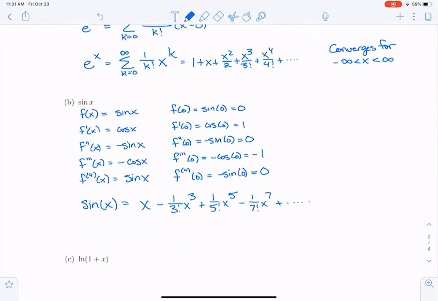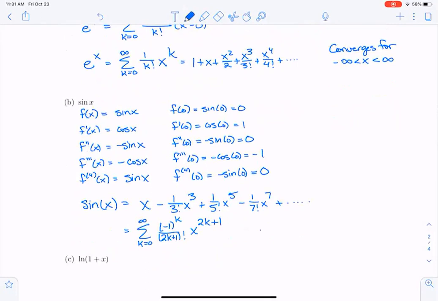And so we can write the series for sine x. It's kind of easier to write it having seen the first several terms first. It is an alternating -1 to the k. And then we want odd terms in the denominator. So we're going to get 2k plus 1 factorial in the denominator, x to the 2k plus 1.